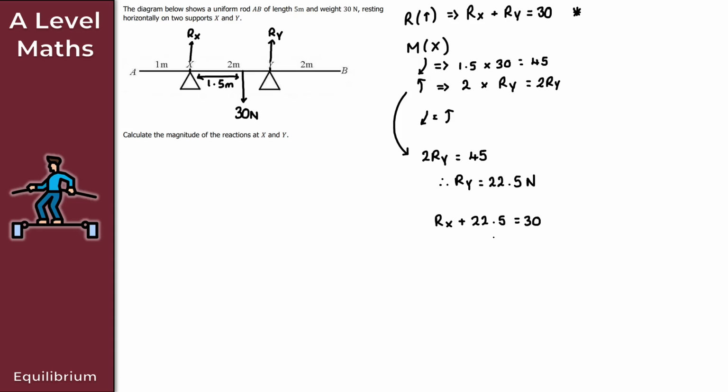Okay. Subtract 22.5 off both sides. And what we find then for Rx is we get 7.5 here. Okay. So 7.5 newtons there. And there we have it. So that gives us the solution there to question 1.